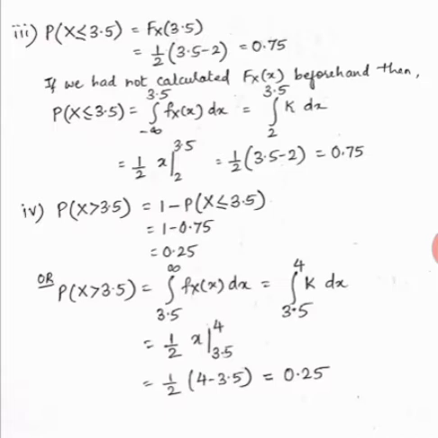Now let's say we had been asked this particular value directly without calculating Fx of x, that is the CDF, beforehand. Then you would have solved it again using an integral, probability x less than or equal to 3.5. So you would have started from minus infinity to 3.5.